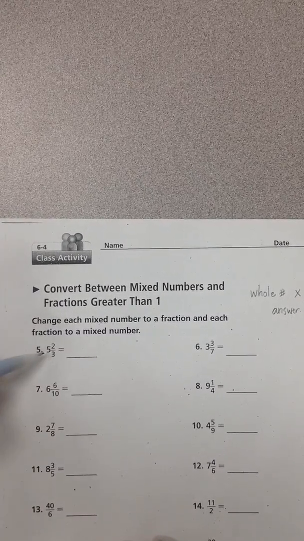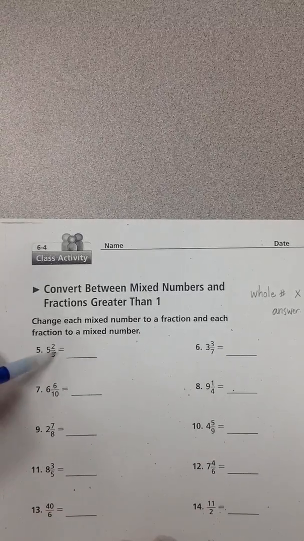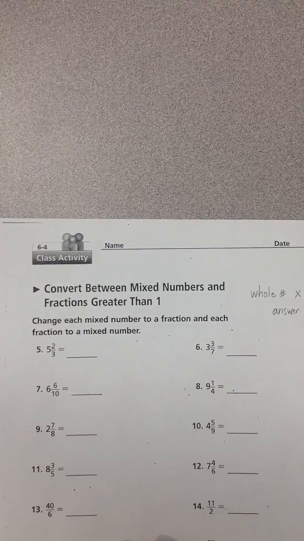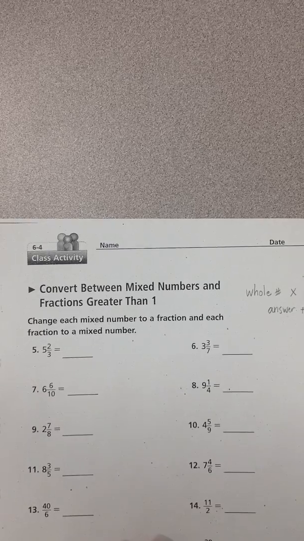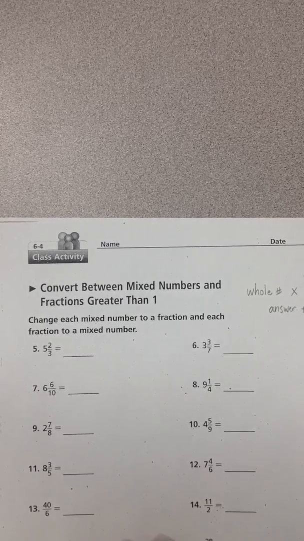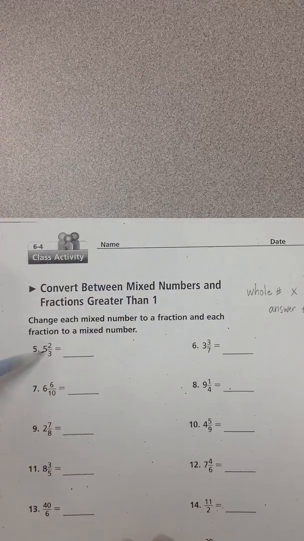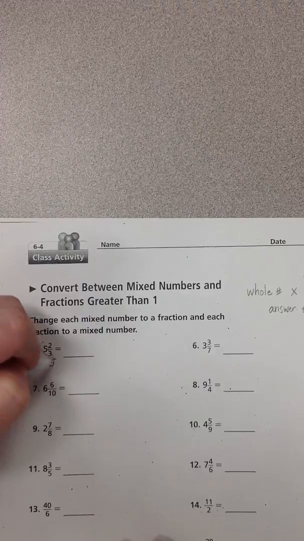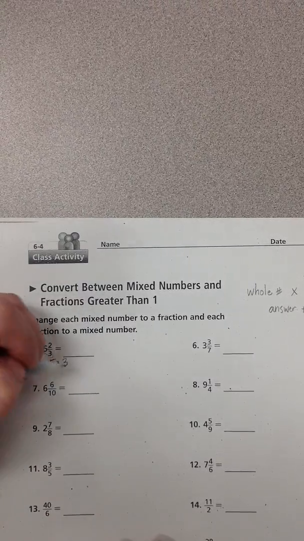Problem number 5 says 5 2/3. I need to convert this from a mixed number, where I have a whole number and a fraction, to just an improper fraction, which is just a fraction where the numerator is bigger than the denominator. So I'm going to use my equation, whole number times denominator. So that means I'm going to take 5 times 3 and then add my numerator.